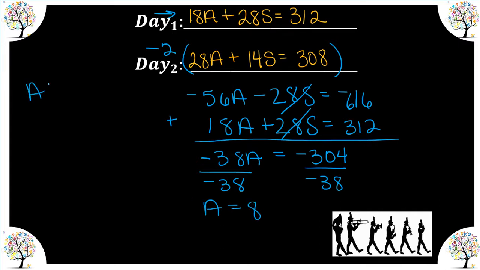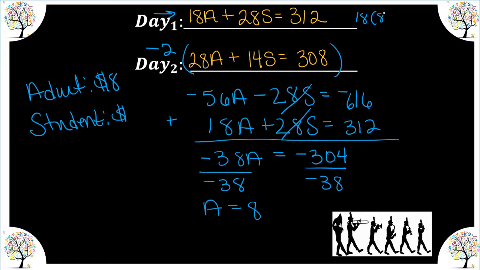So an adult ticket is $8. And then we need to find the student price. So we're going to take this 8 and we can plug it into any equation. I'll just plug it into our first one. So we have 18 times the price of an adult ticket plus 28 times S equals 312. So 18 times 8 is 144 plus 28S equals 312. Let's subtract out 144.